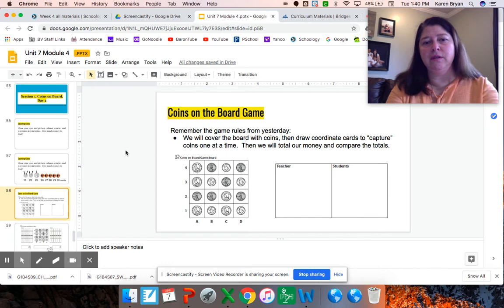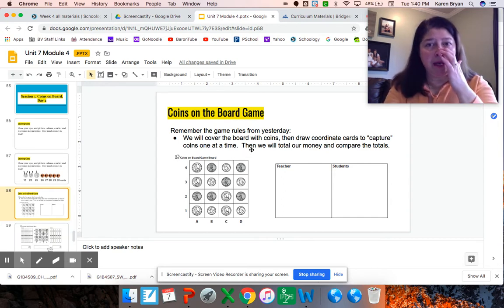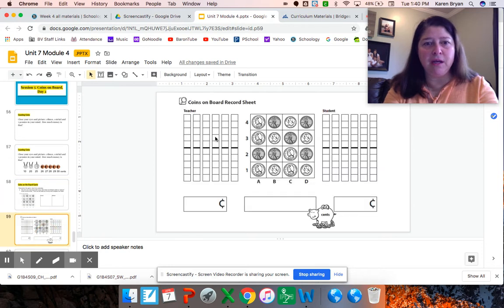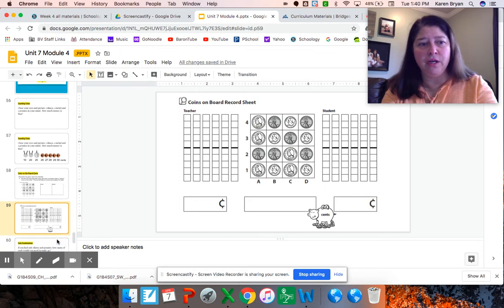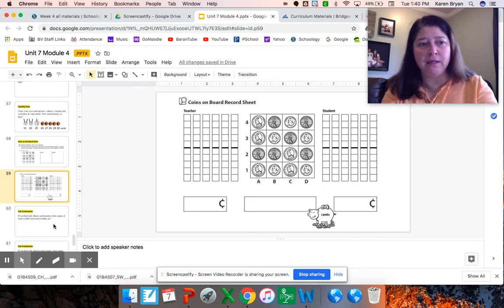So we have coins on the board, and today we're going to cover the coins on the board and draw the coordinate cards to capture the coins one at a time, and then you can total your money and compare the totals. The board looks a little bit different today because the board now has dimes, nickels, and pennies on it. So it gives you a little more challenge. You'll be able to go ahead and print that out or just do it while you're looking at it.